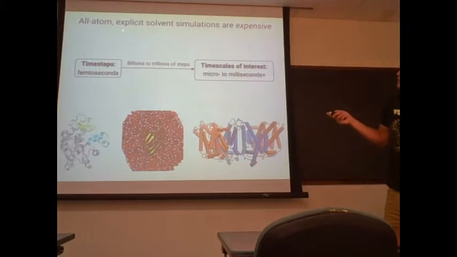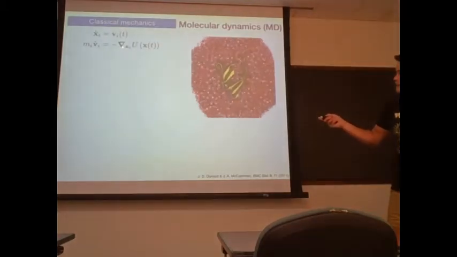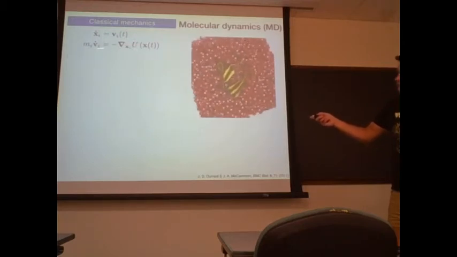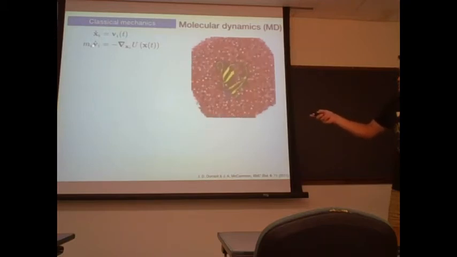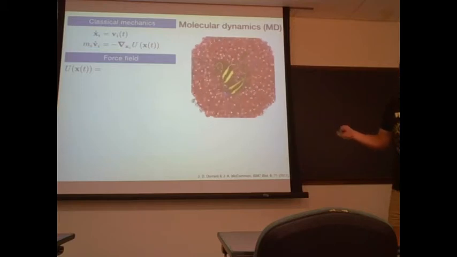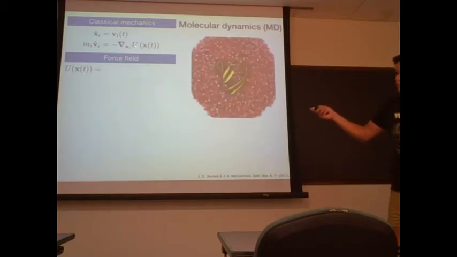So explicit solvent simulations are expensive, all-atom simulations. To really drive this point home, in classical mechanics we have basically Newton's second law right here, and just the velocity, of course. I'll get back into Hamilton's equations as it's relevant. But basically we're integrating these equations forward in time, and in order to do a simulation, you need to know what system you're talking about, and that's defined through this potential U.